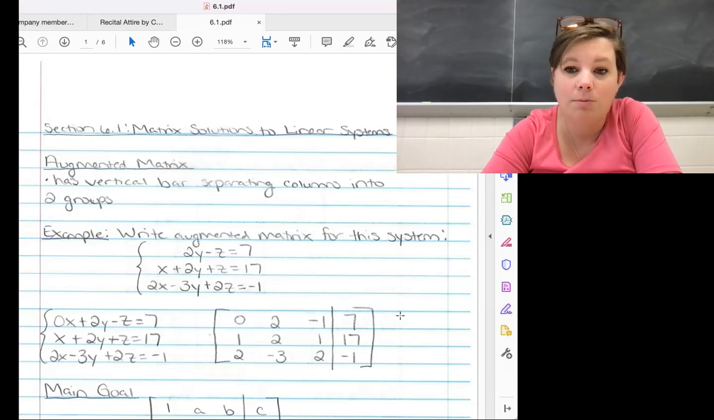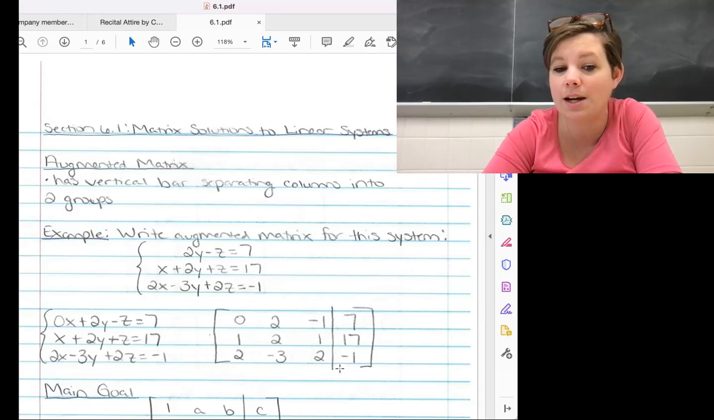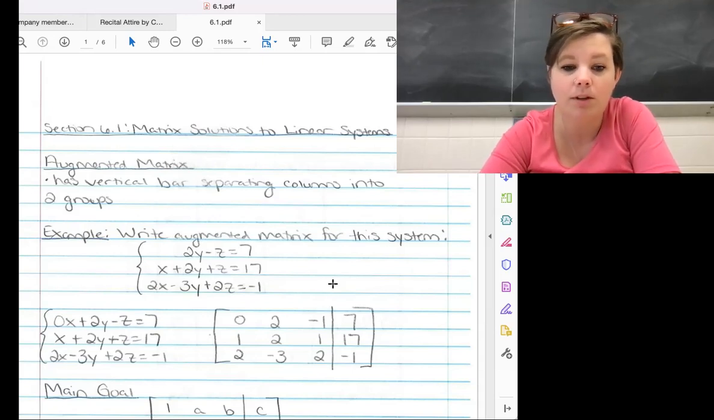As I make my augmented matrix, I'm just going to look at the coefficients of each of the variables. My coefficient for x is 0, so that's my first term. My coefficient for y is 2, so that's my second term. The coefficient for z is -1, so that's my third term. And then I have that vertical bar that is going to separate my equation from the solution that they gave us, which is the 7. Notice that that's on the right-hand side of that vertical bar.